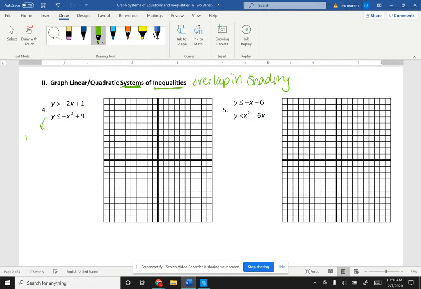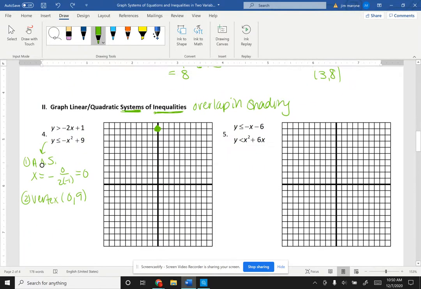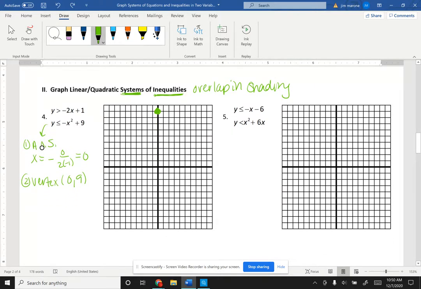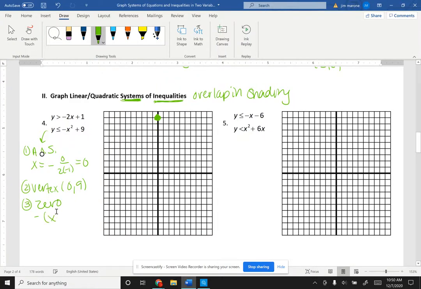So again, I'm going to find the axis of symmetry first, which is just 0. The vertex, if I substitute 0 in, it's just 0, 9. This parabola opens down, so it will cross the x-axis. So there are 2 real solutions. And we can factor to find the zeros. Take out the negative.